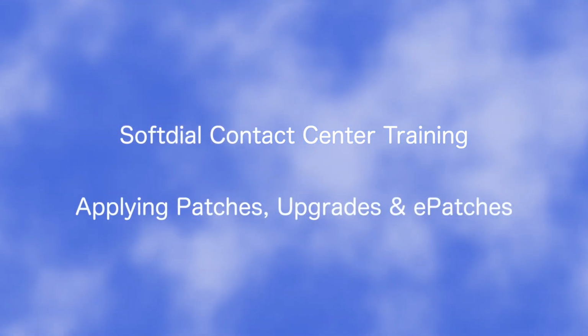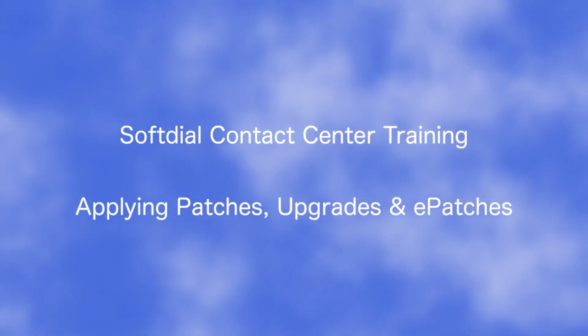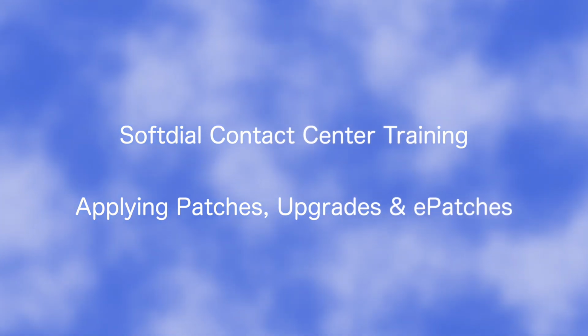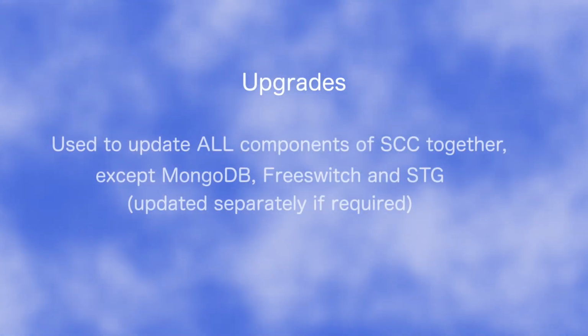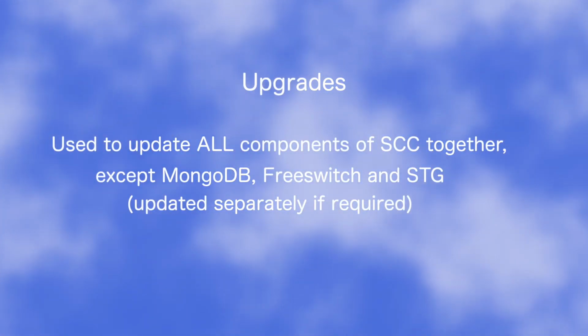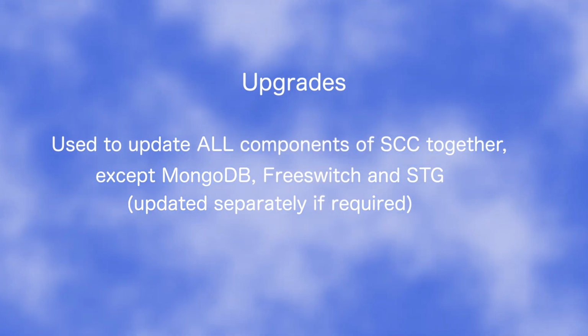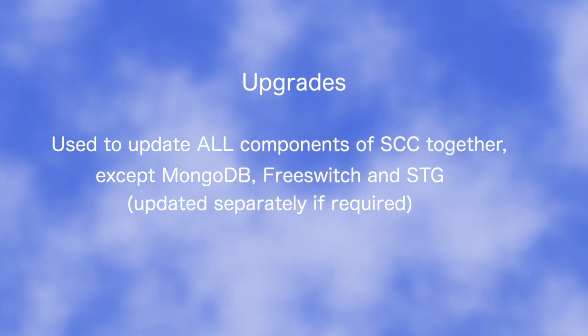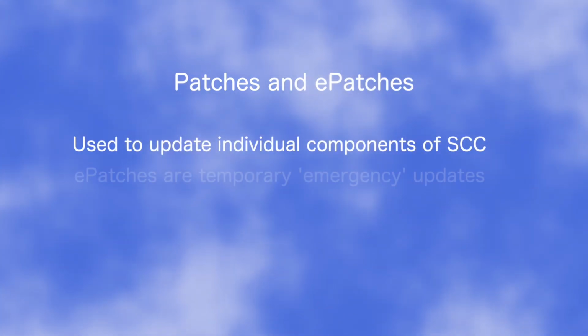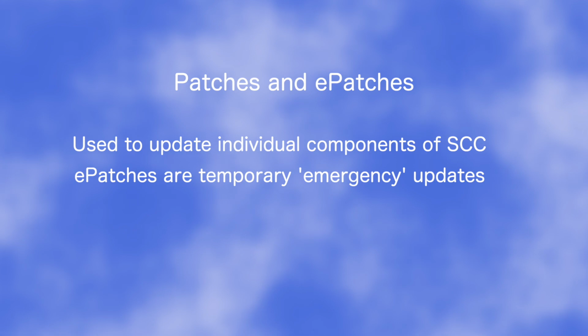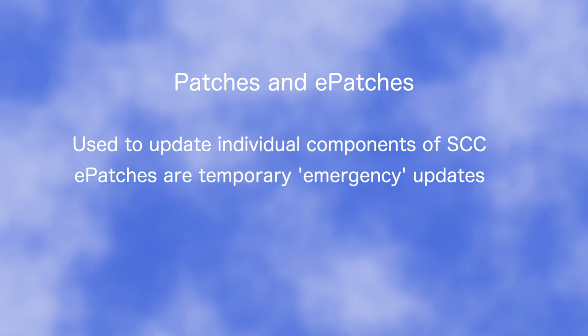In this video, we will explain how to apply patches, upgrades and ePatches to an existing Softdial Contact Center installation. An upgrade is used to update all of the components of SCC together, except MongoDB, FreeSwitch and STG, which must be updated separately. Patches are the normal process used to update individual SCC services. ePatches are used for temporary, emergency updates of services.